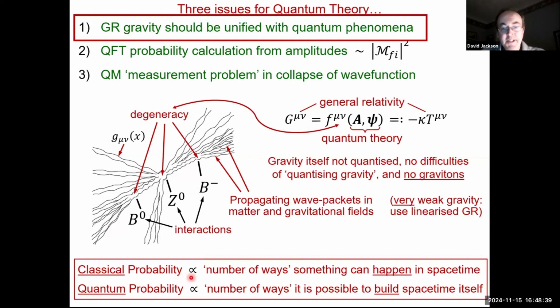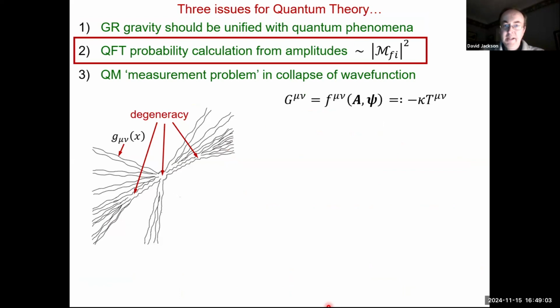So whereas classical probability is the number of ways something can happen in space-time, quantum probability is the number of ways it is possible to build space-time itself. There's an intrinsic degeneracy in building the local structure of space-time, and that's what will give rise to this indeterminacy and quantum probabilities. So there is a difference in nature between classical and quantum probabilities, but they both are a number of ways, frequency kind of thing, but one to do with the way we build space-time itself.